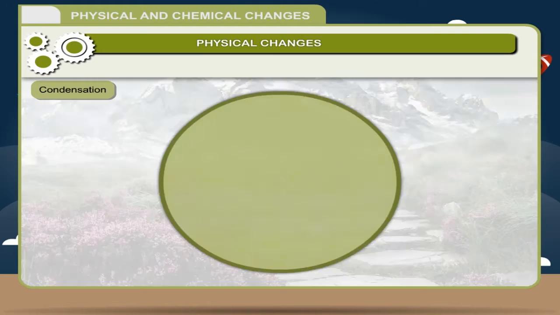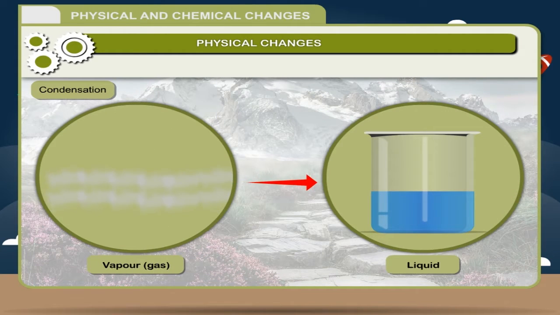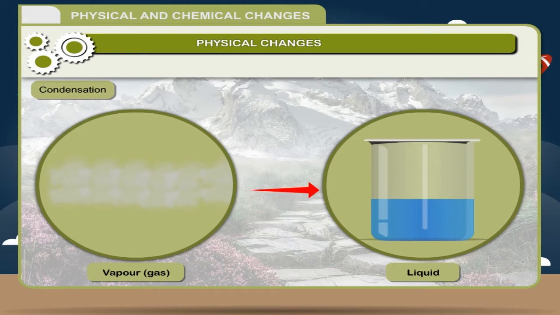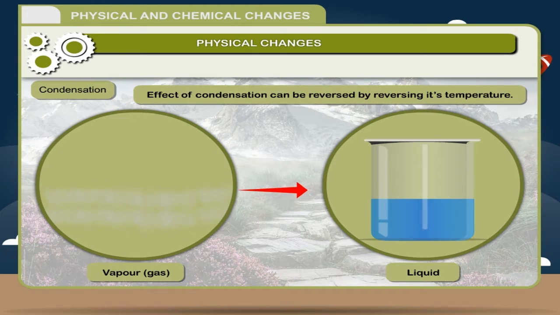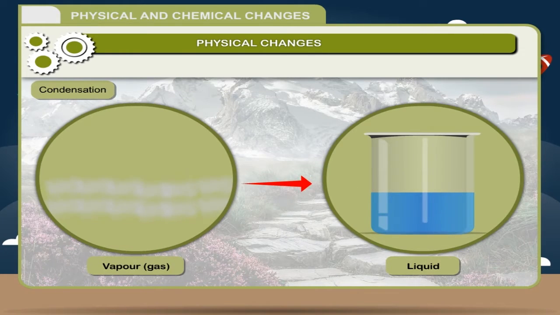Condensation. Condensation is the process in which a vapor, gas, is converted back into its liquid form by lowering the temperature. During the whole process, temperature remains constant. Effect of condensation can be reversed by reversing its temperature. For example, water vapor can be converted back into liquid through condensation.